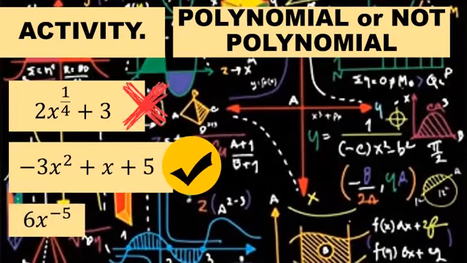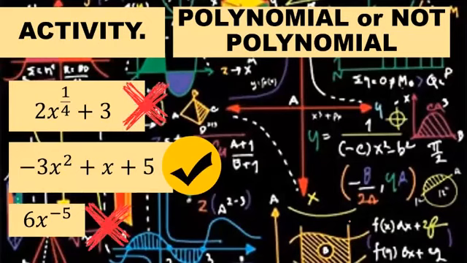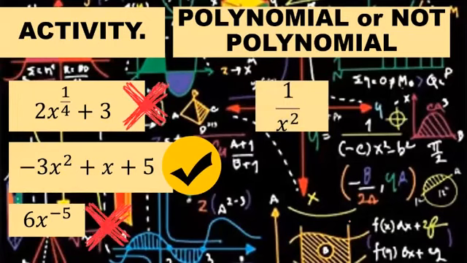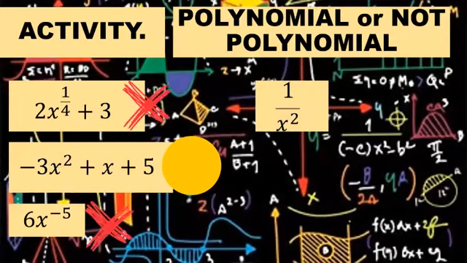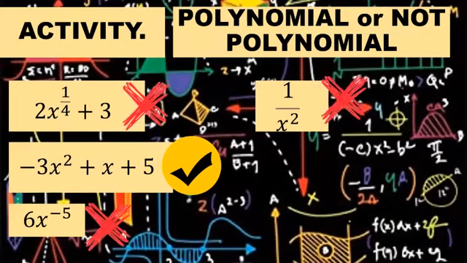Next, 6x raised to -5. Is this a polynomial or not? So this is not a polynomial. Why? Because it has a negative exponent. Next, 1 all over x squared. Is this a polynomial or not? This is not a polynomial. Why? Because the denominator has a variable.